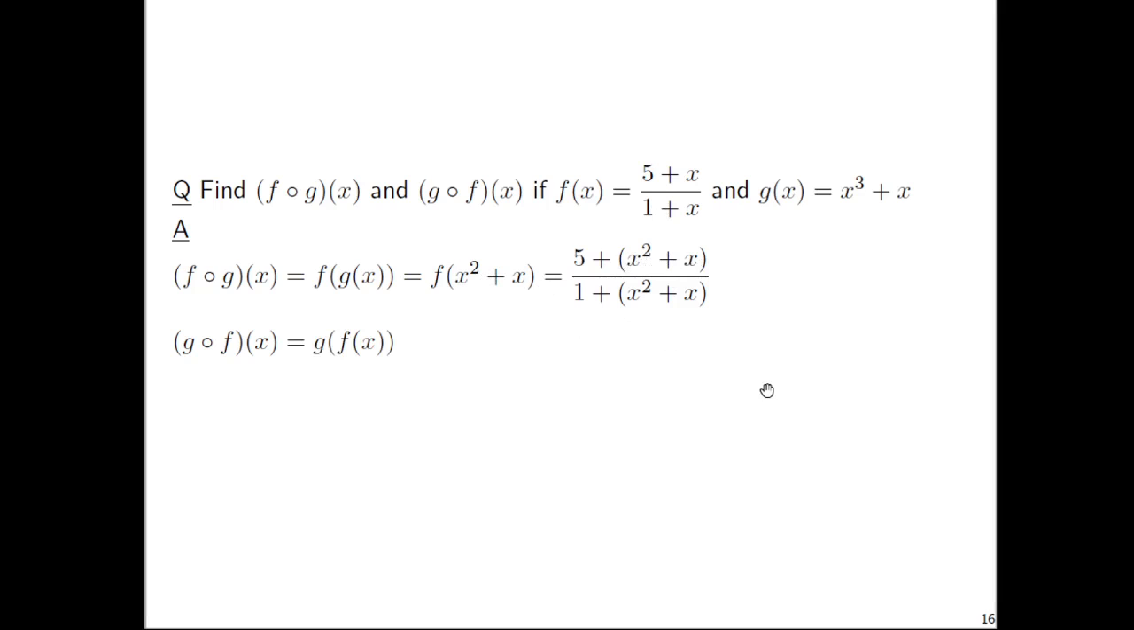For g compose f of x, that'll be g of f of x. So the f of x in the middle is easy to replace with just 5 plus x over 1 plus x. And now the hard part, g of 5 plus x over 1 plus x: every x that we encounter is going to need to get replaced with the fraction. So we'll have the fraction cubed plus the fraction itself again.